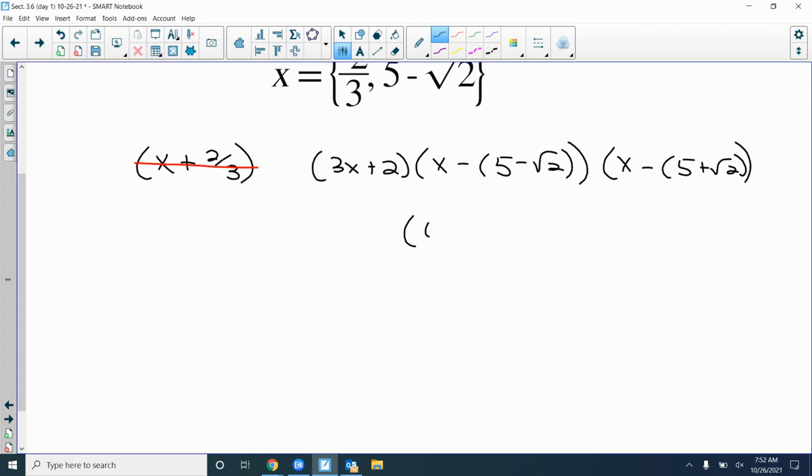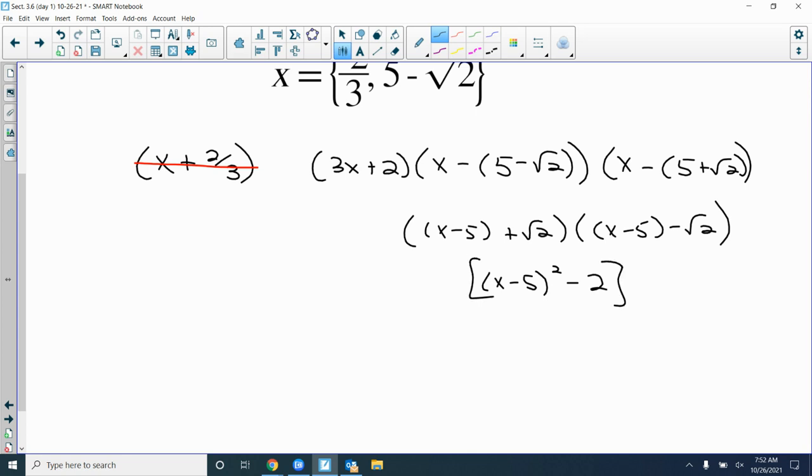And when I rearrange, I can make this x minus 5 plus square root of 2, and then I make this x minus 5 minus square root of 2. Okay. And then when you FOIL, we've talked about this, this becomes x minus 5 quantity squared minus 2. Well, this is all one little piece. You got to simplify that all the way down. So you got to FOIL that and then subtract 2, and then take that answer times the 3x plus 2.